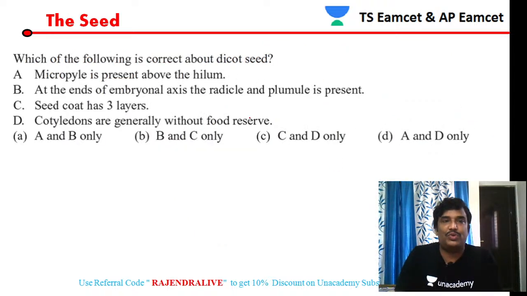Let us move to the next question. Which of the following is correct about dicot seeds?